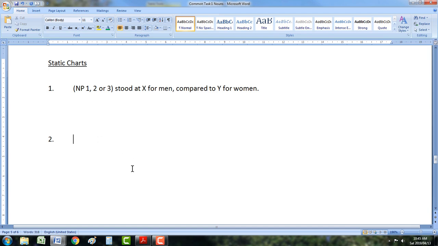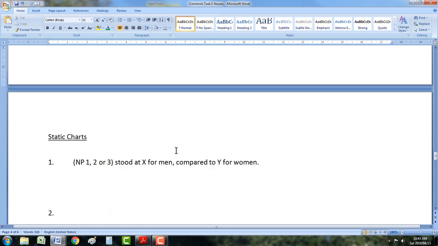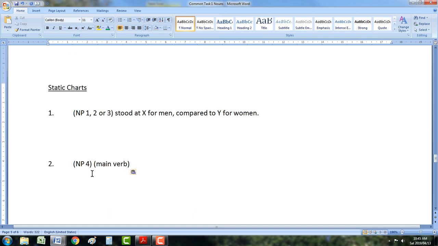For noun phrase 4, it's the same as for dynamic charts. We're using the main verb over there. 25 grams of beef was consumed. So I'll just call it noun phrase 4 and main verb. 25 grams of beef, subject of your sentence, main verb was consumed. Main verb can be active or passive.